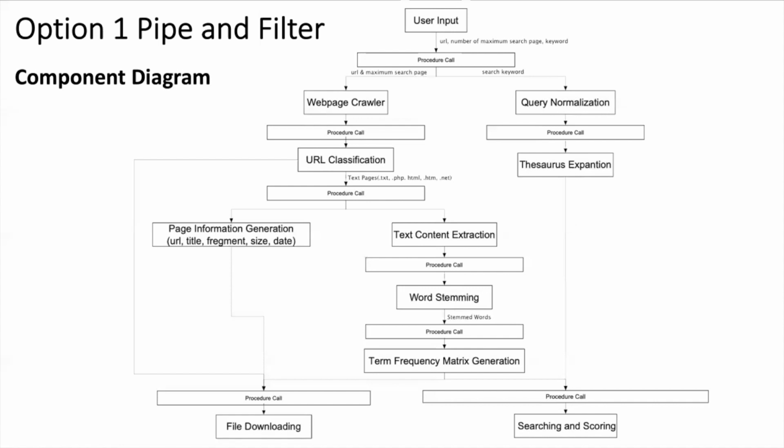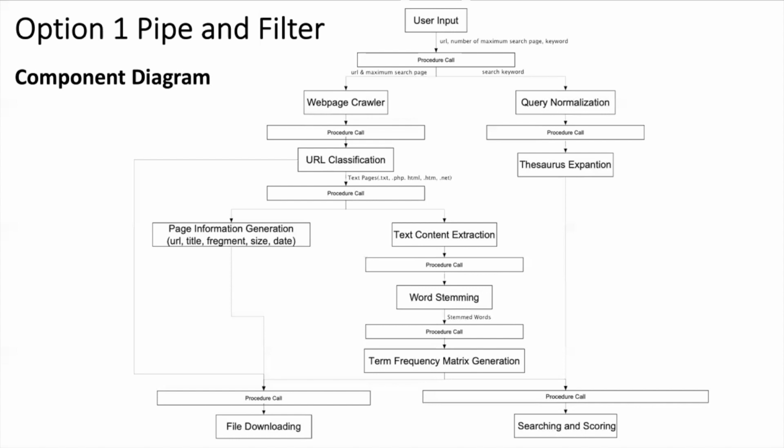Text content extraction component will also get the URLs for the text pages. It will extract all text content on the page and send it to word stemming component. Word stemming component will stem each word and store them to a dictionary. Stemming is the process of producing morphological variants of a root word. For example, it will convert like, likely, liking, liked to like, which is the root word of these four words.